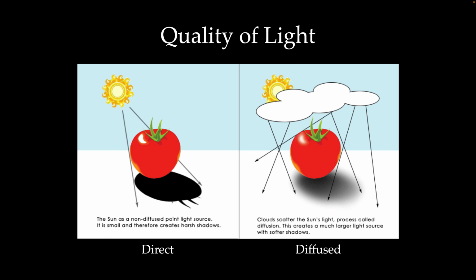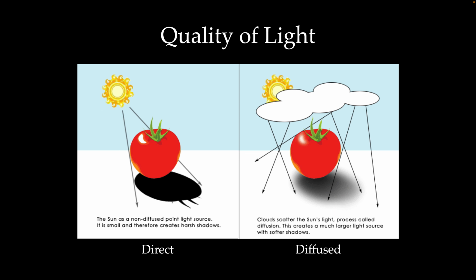Since we can't move the sun closer, let's say there's clouds in the sky. The clouds get lit by the sun, and then they become the light source, and they are the sky, and they're much larger. And they scatter that sun's light. Light travels in straight lines. And so instead of all those lines coming from a direct point source in the sky, they're coming from every direction in the clouds. And therefore, they cast multiple shadows that overlap and create a singular looking shadow with soft edges to it. And that is diffused light.